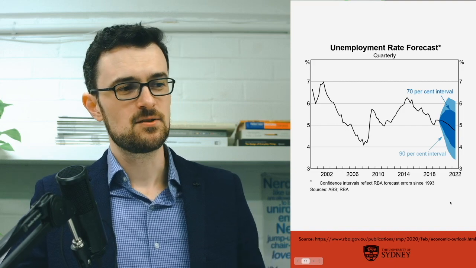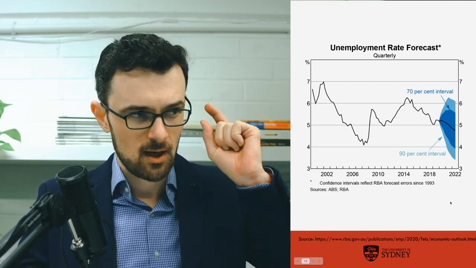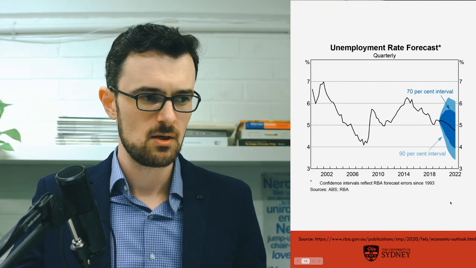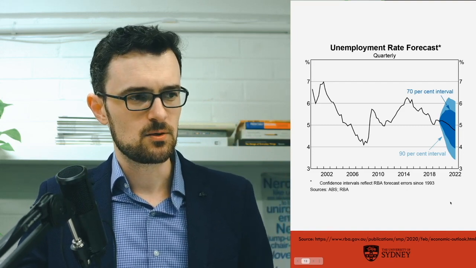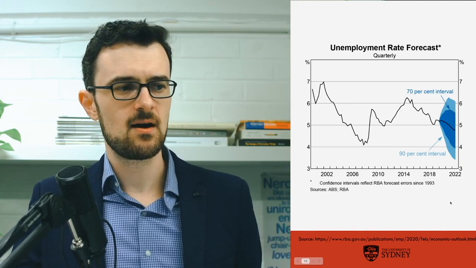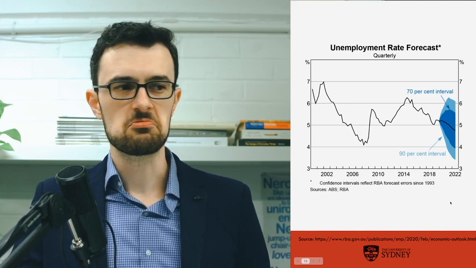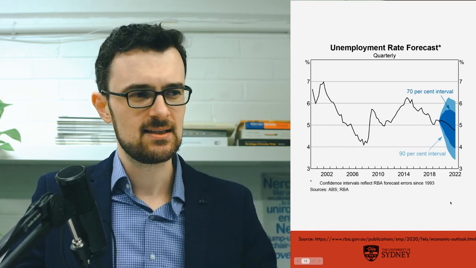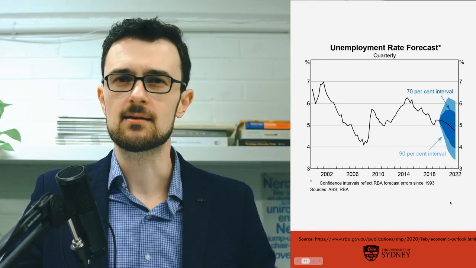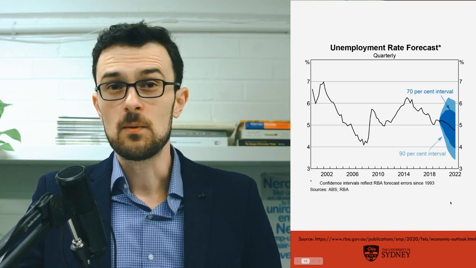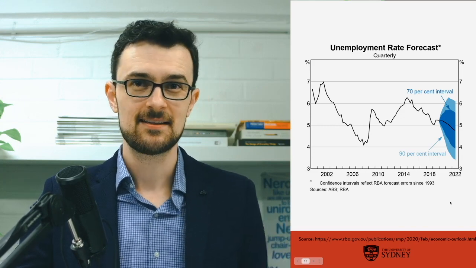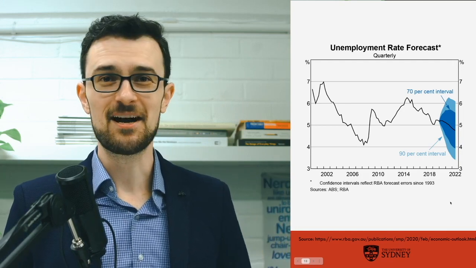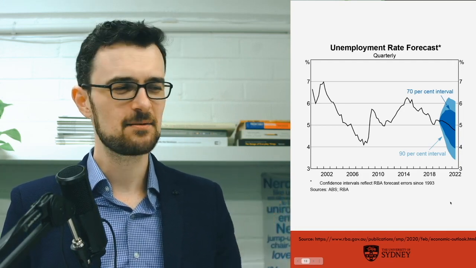So the dark blue region, they say, okay, unemployment will 70% likely be within this range. So unemployment in early 2021 will be somewhere between 5.5% and 4.5%, roughly. 70% likely to be in that range, 90% likely to be between 6.25% and 3.5%. They have a whole bunch of complicated maths that goes into making that prediction. I mean, I don't know, I'm assuming that's how they get it. They could just roll dice. The RBA is pretty solid when it comes to these things, however.